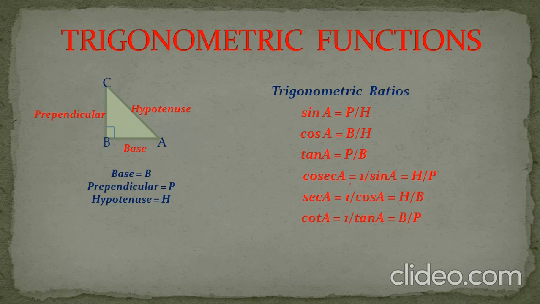Now cosec A or cosecant A is equal to reciprocal of sine A. So reciprocal is H upon P. Then secant A or sec A is reciprocal of cos A, so it will be hypotenuse upon base, that is H upon B. And last is cot A, cotangent A. This is reciprocal of tangent A or tan A, and that will be base upon perpendicular, that is B upon P. So these are trigonometric ratios.